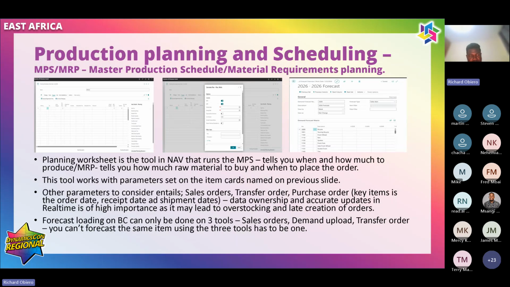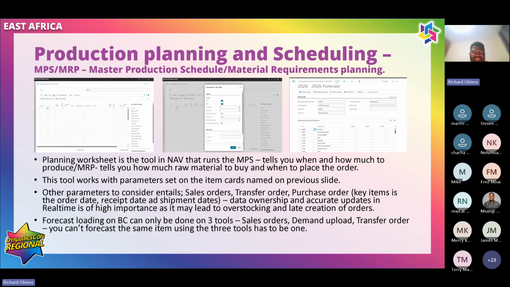You have your focus as well. I mentioned it, that you'll use to input the key focus that we choose to run for that particular thing. So get to know this, and one thing people normally don't find when they're doing implementation is your sales orders, transfer orders, and purchase orders. These are key items, and the key fields within those three documents are your order date, receipt date, and shipment dates. Data ownership and accurate updates need to be very, very clear. Who is managing sales orders, transfer orders, and purchase orders?